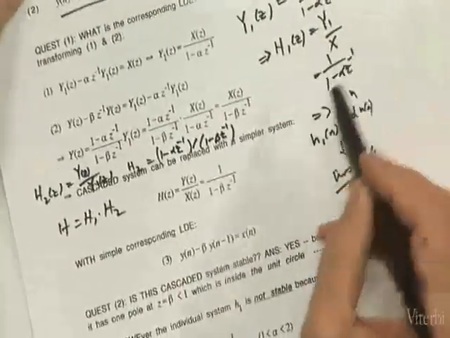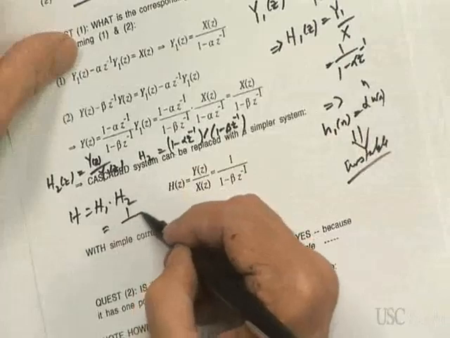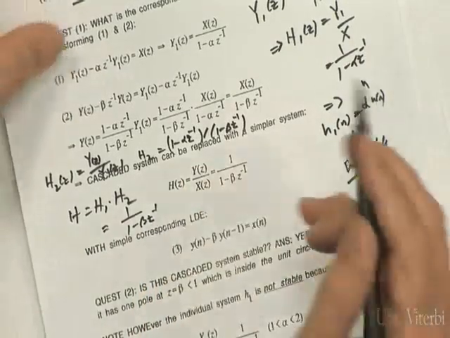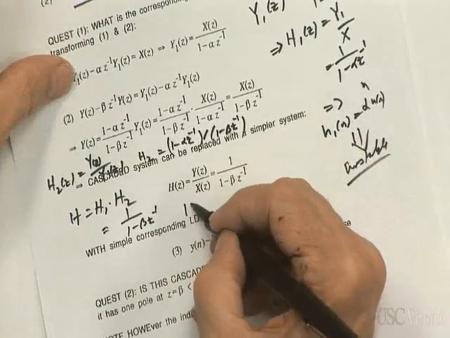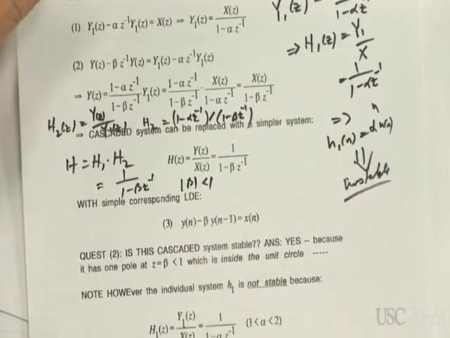That pole in h1 was canceled by a zero in h2, so that the overall system looked like 1 over 1 minus beta z inverse. Is that stable? You bet, because beta is less than 1, see? So it serves two points.